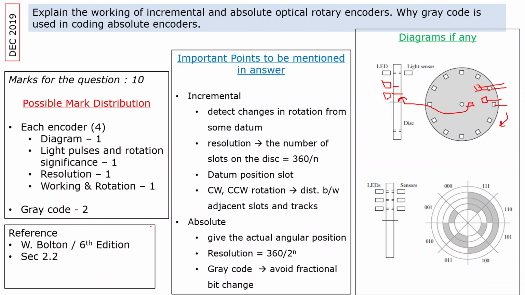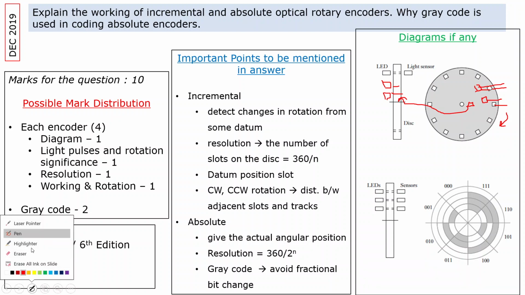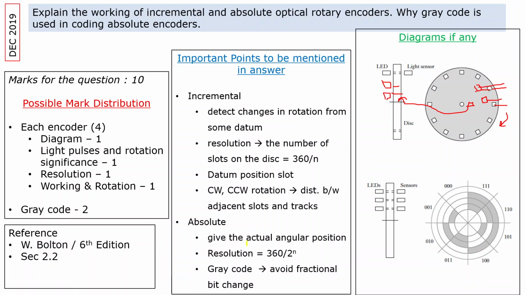Now coming to the absolute encoder. As I mentioned, it gives the actual angular position of the shaft, and the resolution is 360 degrees divided by 2 raised to n. You have a decimal value, which is converted into normal binary, and finally it is converted into a gray code using XOR logic. Okay, so it is XOR logic, also called exclusive OR logic. And why are we using gray code? The gray code is used to avoid fractional bit change.